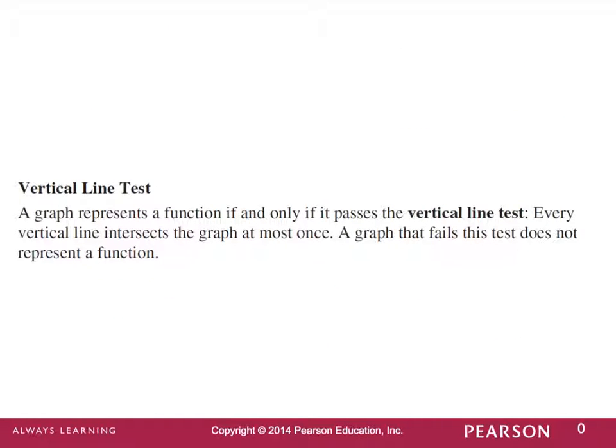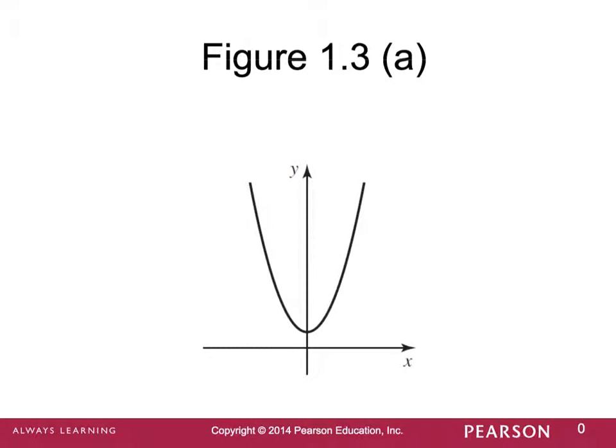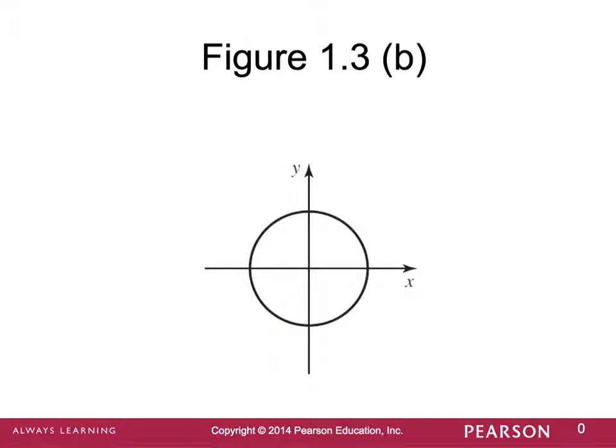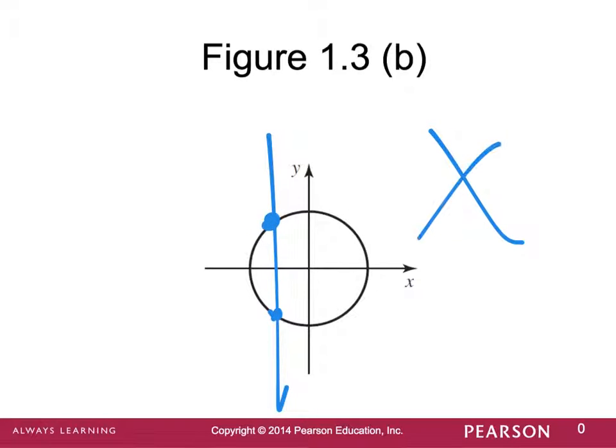So the vertical line test helps us when we're given a graph. You've done this all the way back in Algebra 1. Looking at an example here, we see that this does in fact pass the vertical line test. It is a parabola, that is a function. This does not pass the vertical line test because we can draw a vertical line and we hit at 2 points, so not a function.